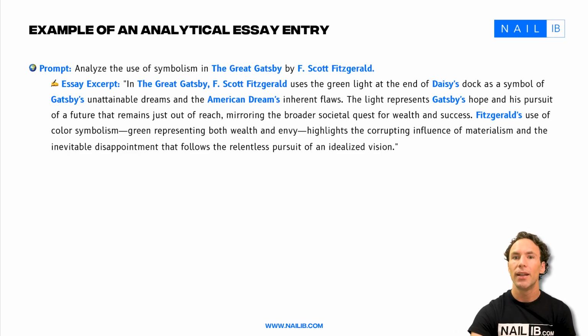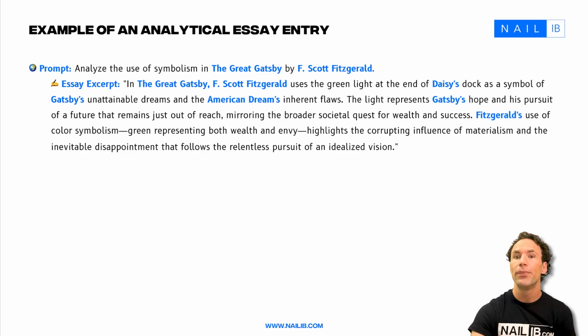The light represents Gatsby's hope and his pursuit of a future that remained just out of reach, mirroring the broader societal quest for wealth and success. Fitzgerald's use of colour symbolism, green, representing both wealth and envy, highlights the corrupting influence of materialism and the inevitable disappointment that follows the relentless pursuit of an idealized vision. So let's break down why this analytical essay is effective.